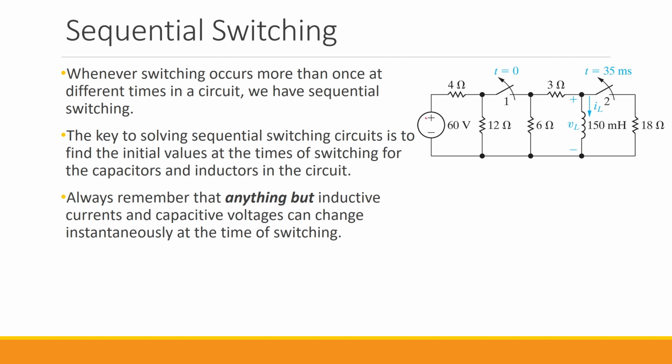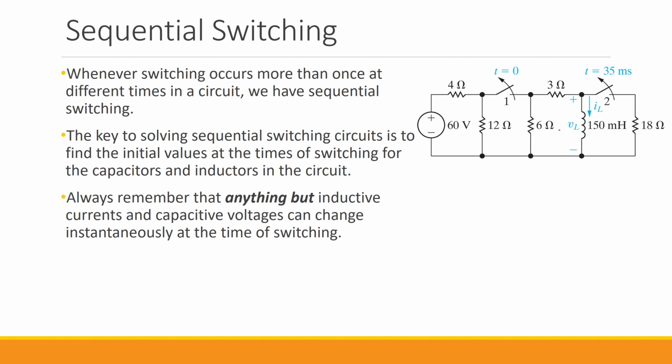We have a voltage source, 4 ohm, 12 ohm, 6 ohm, 3 ohm, and 18 ohm resistors, one 150 millihenry inductor, and two switches. As you can see here, this switch goes from the closed to the open position at time equals t0, and this one goes from closed to open position at time equals 35 milliseconds. The way that we solve these types of circuits is by finding the initial values at the times of switching for the capacitors and inductors in the circuit.